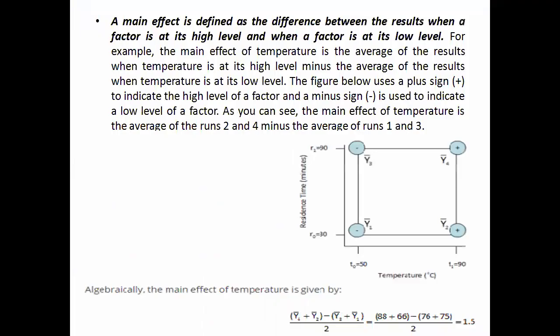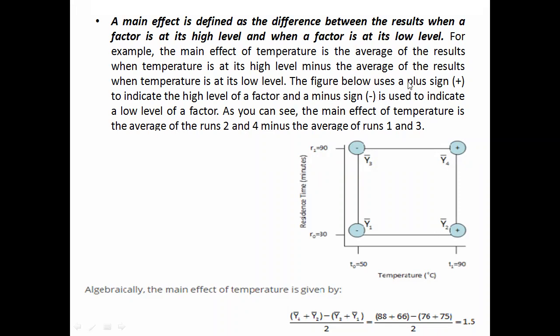So the main effect: what happened here in main effect? A main effect is defined as the difference between the results when a factor is at its high level and when a factor is at its low level. Okay, any factor, time or temperature. For example, here another condition has been given. The main effect of temperature is the average of results when temperature is at its high level minus the average of the results when temperature is at low level.